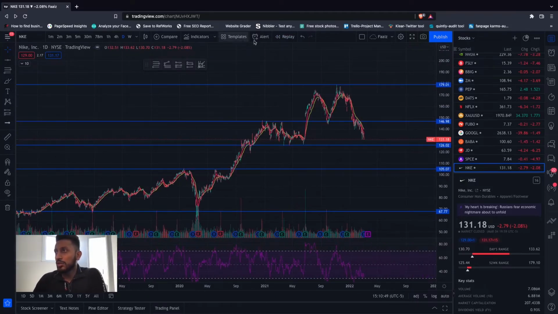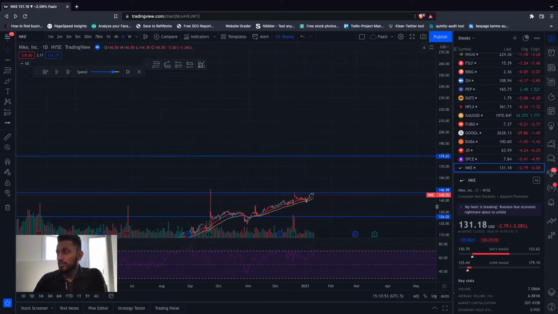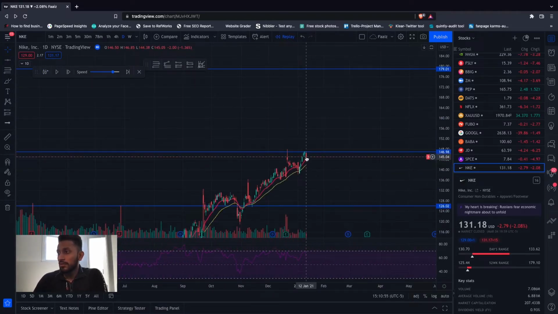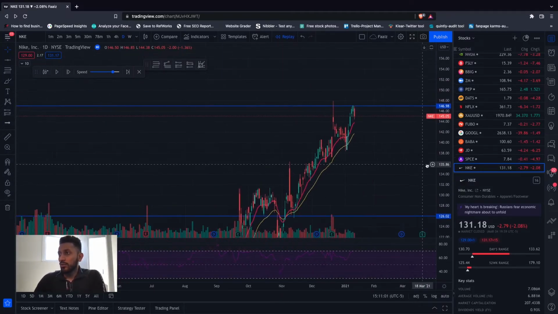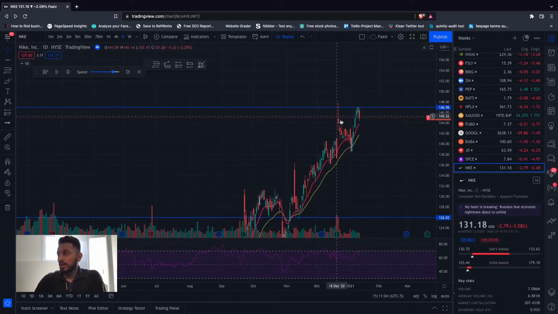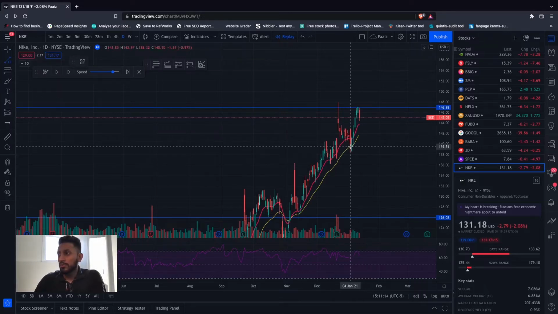Alright, cool. So let's look at this example. Let's say we're back in time, 12th of January of 2021. We know that Nike hit this spot and it got rejected. So we know there's some kind of resistance there. Let's say you bought over here.